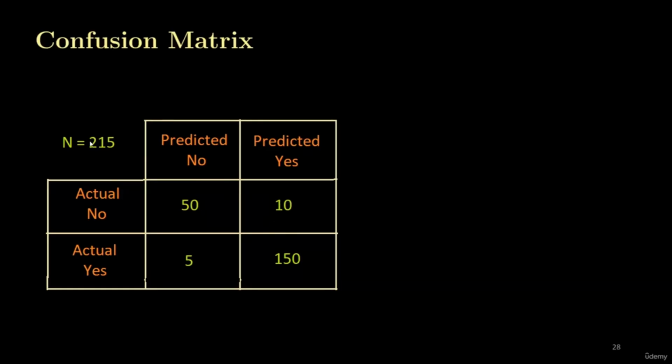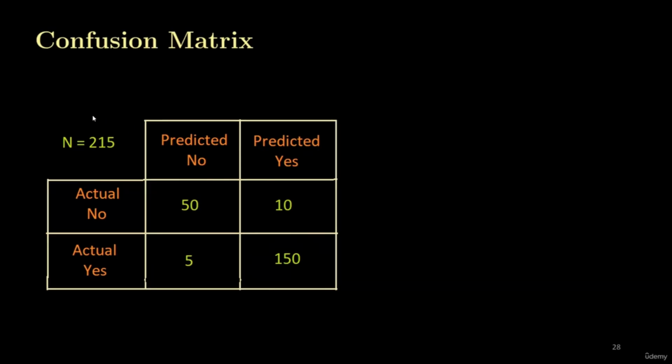It means that out of 215 samples, these 50 and these 150 samples are correctly classified by the model. On the other hand, these 10 and these 5 samples are not correctly classified by the model. With this information, that these two are correctly classified and these two are not correctly classified, we can easily discuss the accuracy of the model.